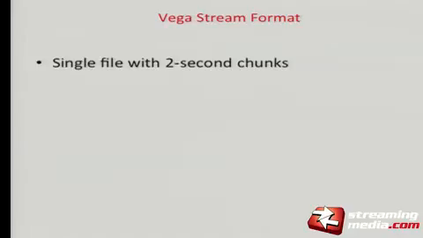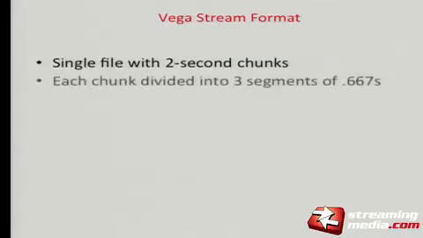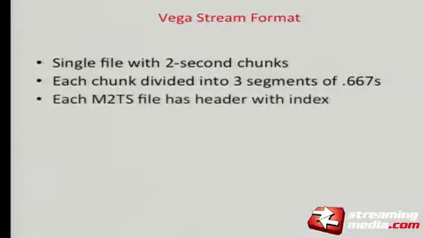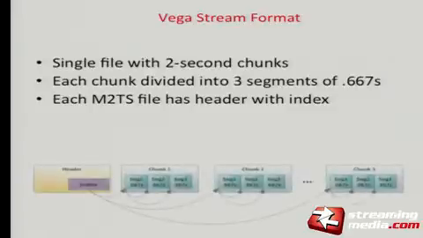So the Vega stream format. Per the Blu-ray spec, you can have 2-second GOPs. We divided each chunk into 3 segments of 2/3 of a second. These are MPEG-2 transport streams. We had a header file with an index. So this is what a stream looked like on the back end on the server. We had an index that pointed to each 2-second chunk or each GOP, and then we had a sub-index that pointed into 2/3 of a second chunks.